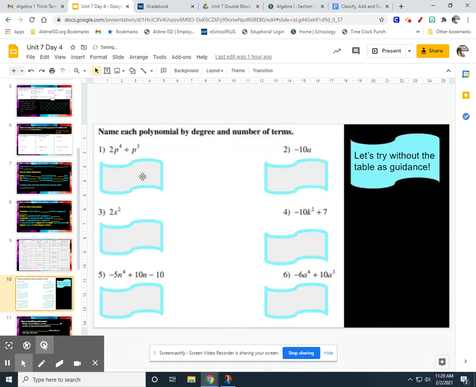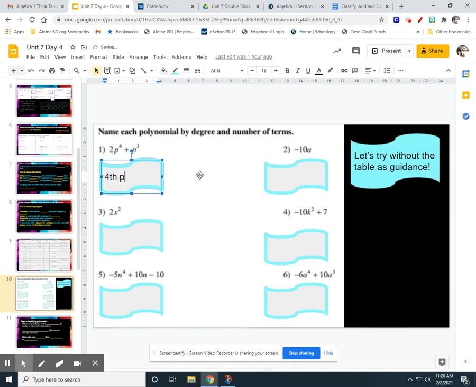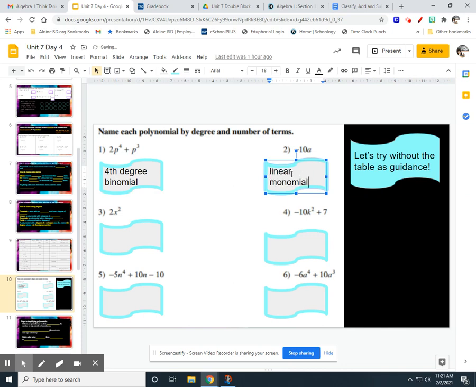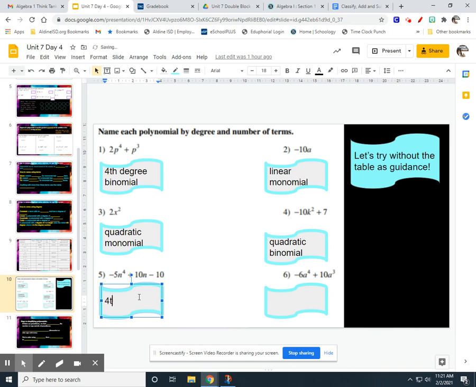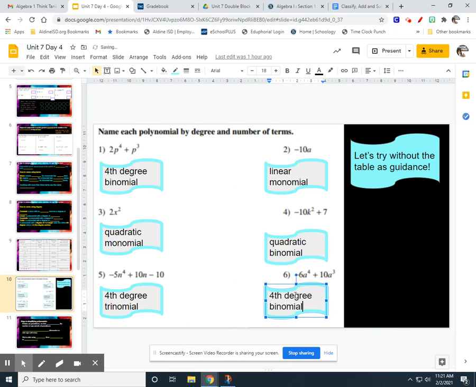Okay, here on this side, we're just going to practice naming it. So this is a 4th degree binomial. This one would be a constant. Oh no, it has a variable, so it would be a linear monomial. This one has a variable, so it's a quadratic because it's an exponent of 2, monomial. This has an exponent of 2, so it's quadratic, 2 terms, binomial. This has 4th degree because that's the highest exponent, and there's 3 of them, so trinomial. This would be 4th degree. 4 is the biggest, and then it's 2 terms, so binomial.